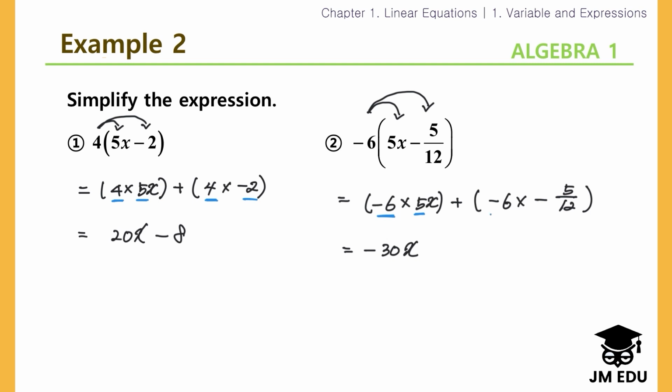Here, negative 6 times negative 5 over 12. Negative times negative, that's positive. And 6 times 1, 6 times 2, right? So 1 times the 5 over 2, that's plus 5 over 2.